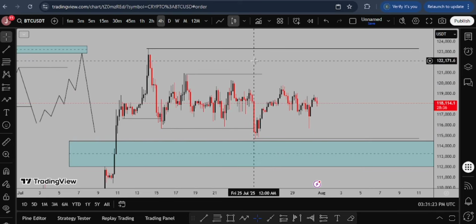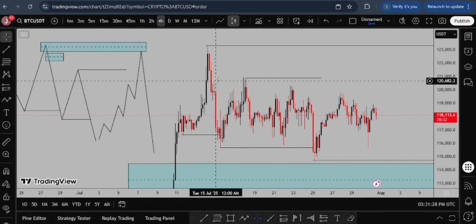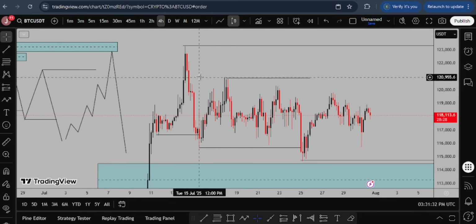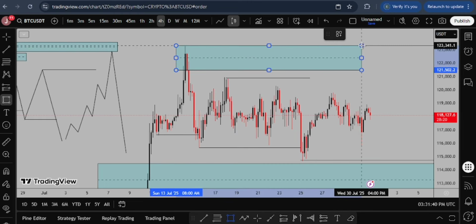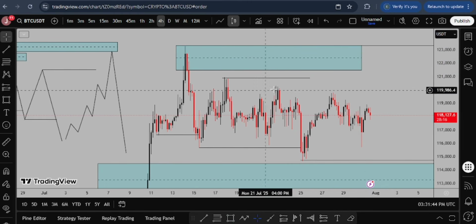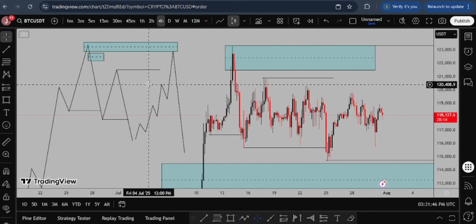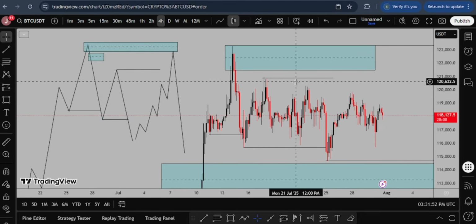So is there a valid POI here? Of course, there's an imbalance. If you look at this pullback, it did not actually fill the imbalance completely, right? That was created there. So I can mark this last candle as a POI, right? And I have imbalance there. And I also have this inducement that market created, which was the first pullback after a market structure shift. This is an inducement.